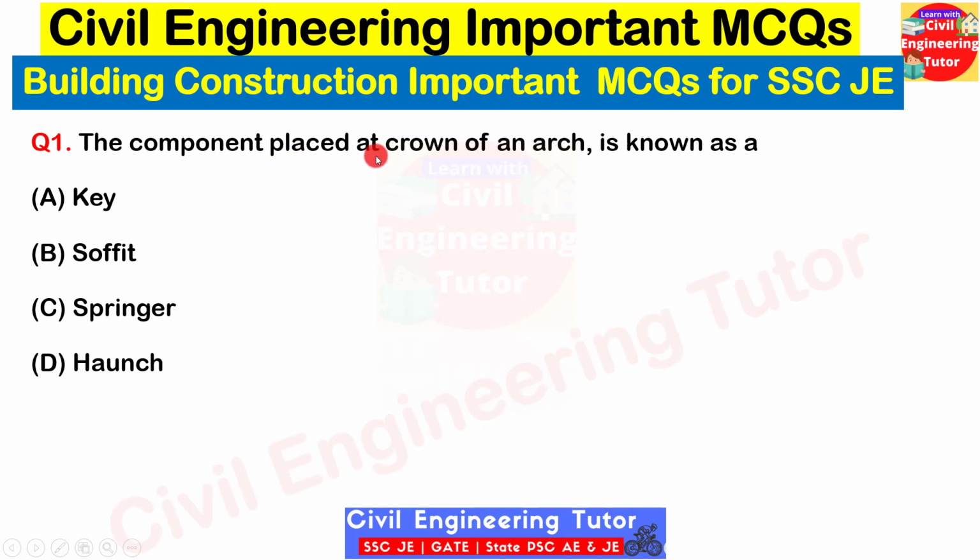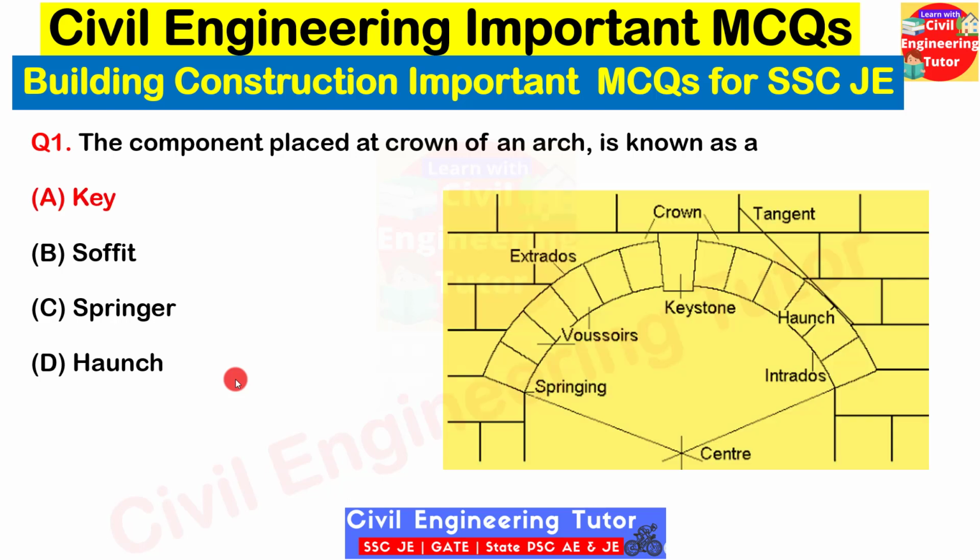The component placed at crown of an arch is known as. So this is from arch and the 4 options are given: key, soffit, springer, haunch. So let us see the labeled diagram of an arch where different components are described. So this is the picture you can see. So here all the components are described. Okay, so you can see the component at crown is known as keystone and some other parts are also labeled here. Okay, like intrados, haunch, springing, extrados, etc. So the correct answer for this case is key or keystone. That component is placed at the crown, okay, at the topmost position.